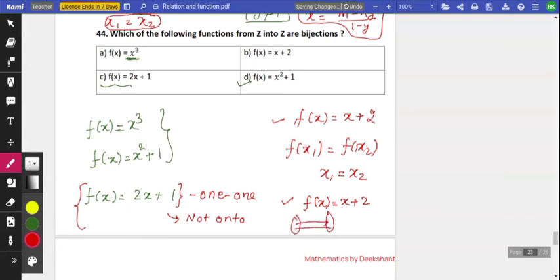gets an image, so the given function is 1-1. In this case the range is equal to the codomain, because f(x) equals x plus 2, the range is equal to the codomain. Therefore the given function is 1-1 and onto. So the correct answer is option B, x plus 2.